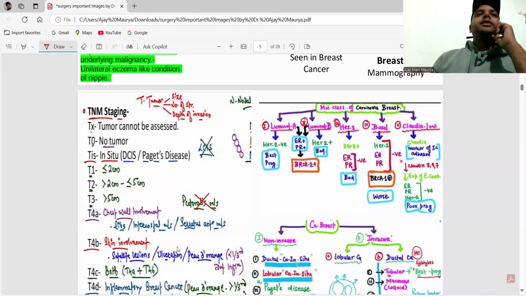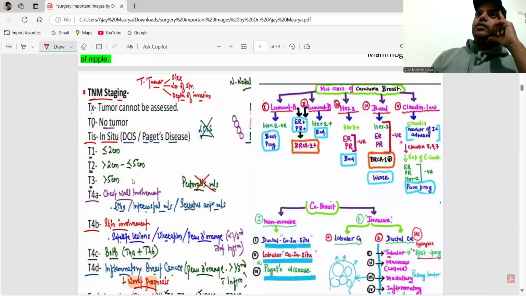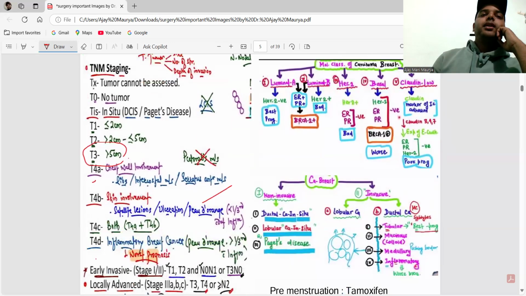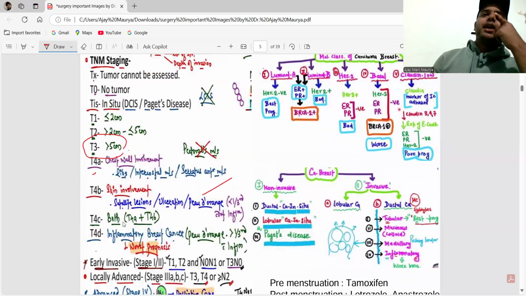Next one, see here, this is the TNM staging, guys. You have to remember that they will give a case-based question. Suppose the size is more than 5 centimeters, it is T3. T4A means whenever there is a chest involvement. T4B is the peau d'orange. T4D is the inflammatory. Please remember, guys, at least remember the difference between T4B and T4D.